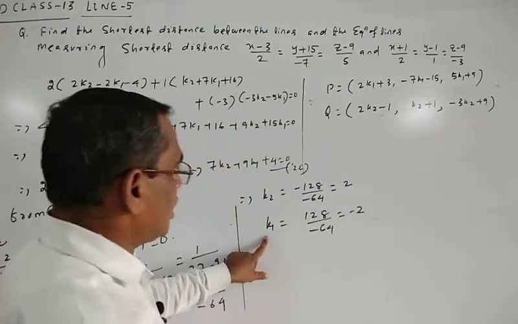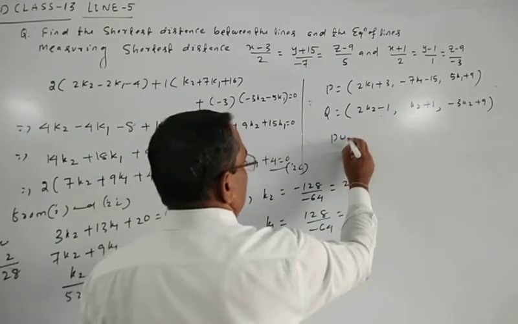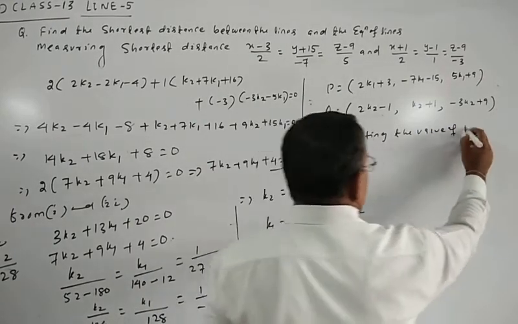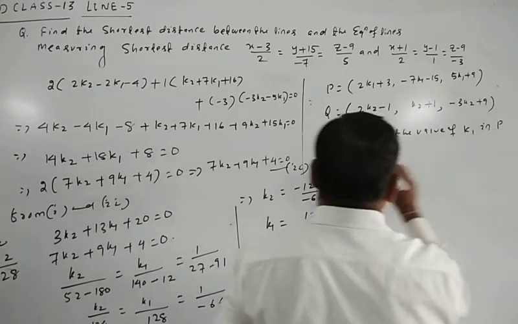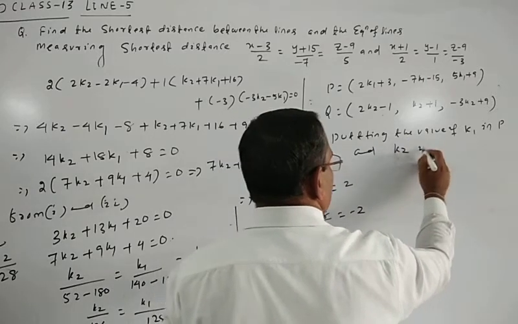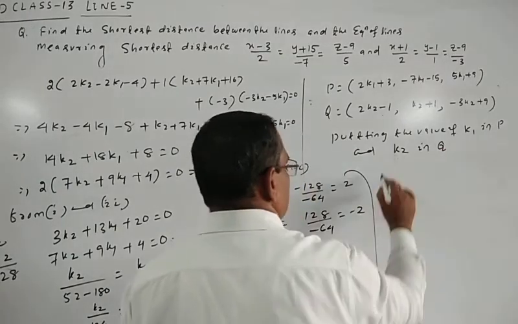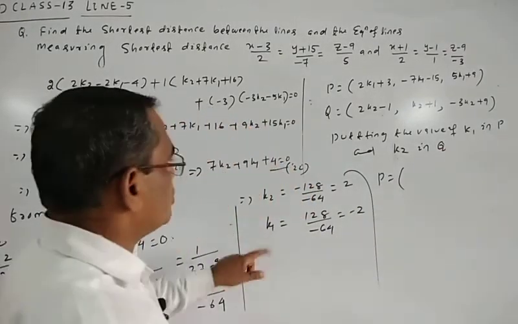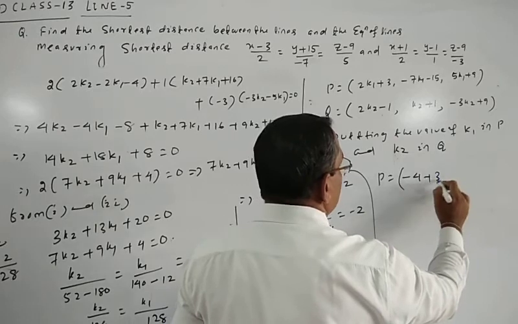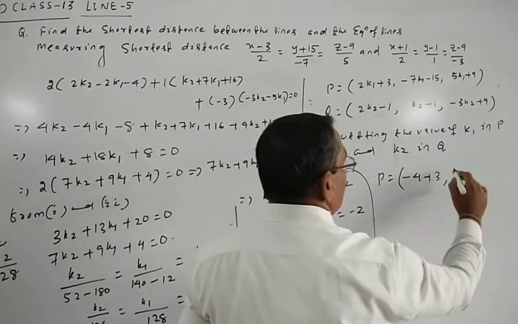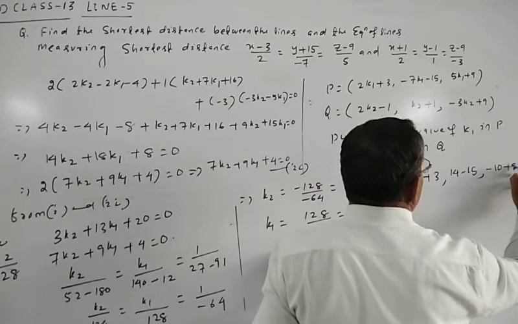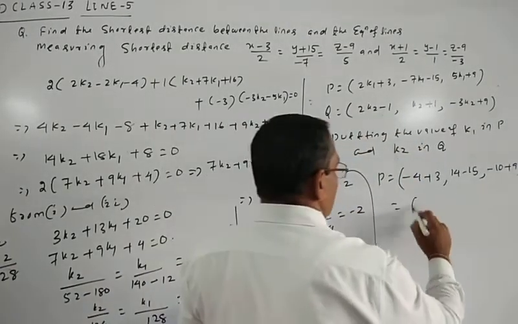So putting the value of k1 in the coordinate of p and k2 in q, that is p is equal to, k1 we have got minus 2, so minus 2 into minus 2 minus 4 plus 3, here minus 7 into minus 2 is 14 minus 15, here minus 10 plus 9, so this is equal to minus 1.